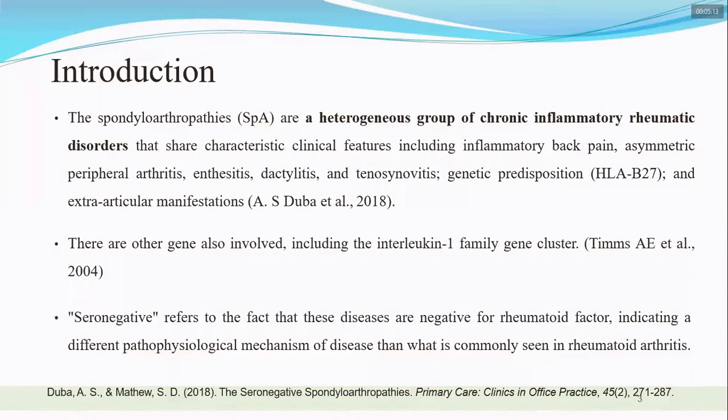Because the main things here are inflammatory back pain, asymmetric peripheral arthritis, enthesitis, that is the calcification in the tendon and ligament, and then tenosynovitis, which is swelling and inflammation of the tendon, and the genetic predisposition of HLA-B27. The name seronegative came because these diseases are negative for rheumatoid factor.